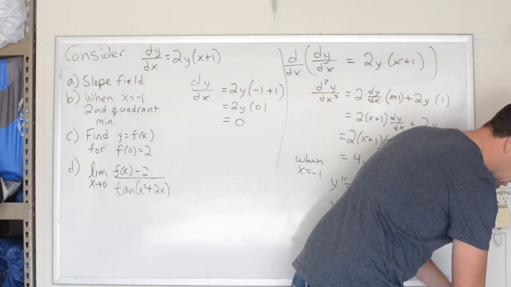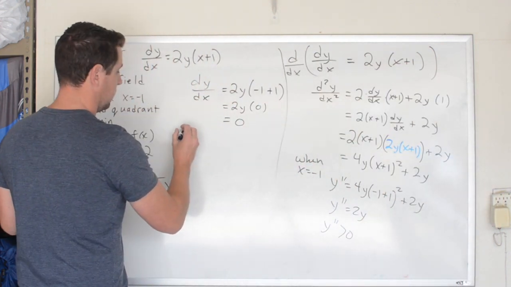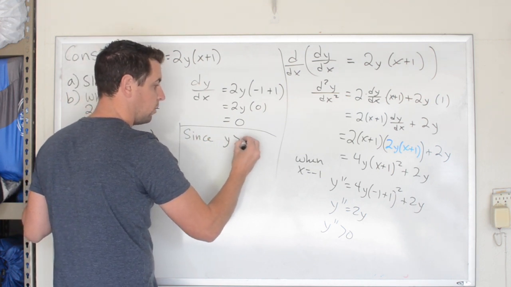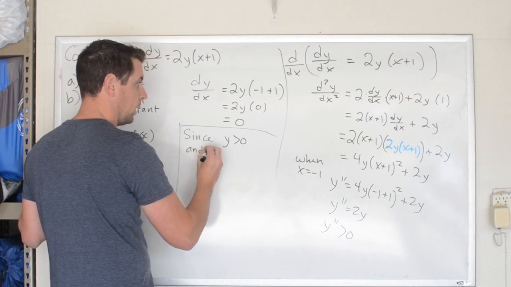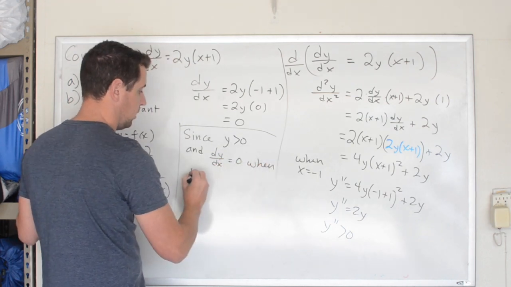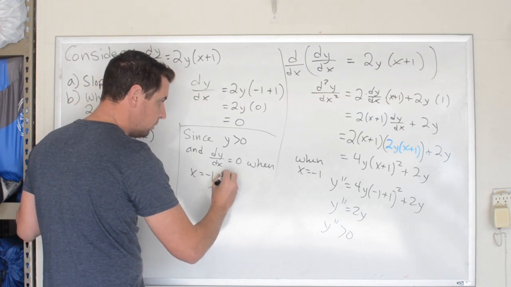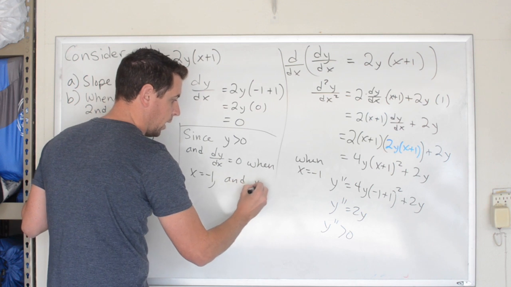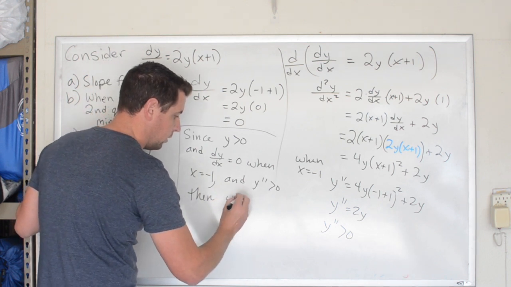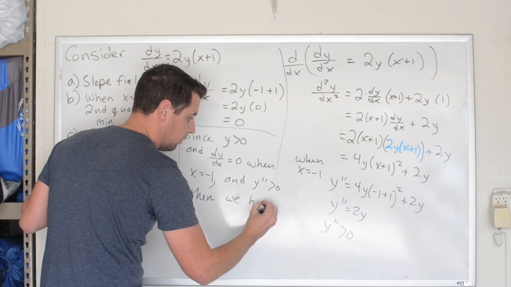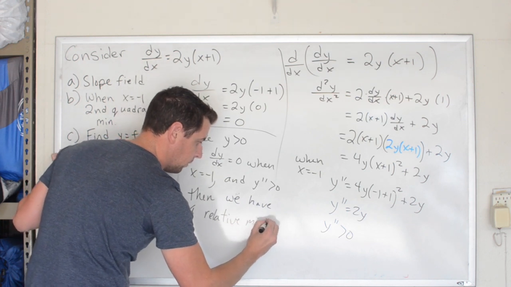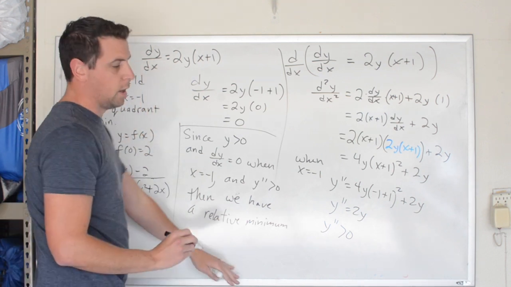So let me write that down. Since y is greater than 0 and dy/dx equals 0 when x equals -1, and y double prime is greater than 0, then we have a relative minimum. Proving what we were trying to go.